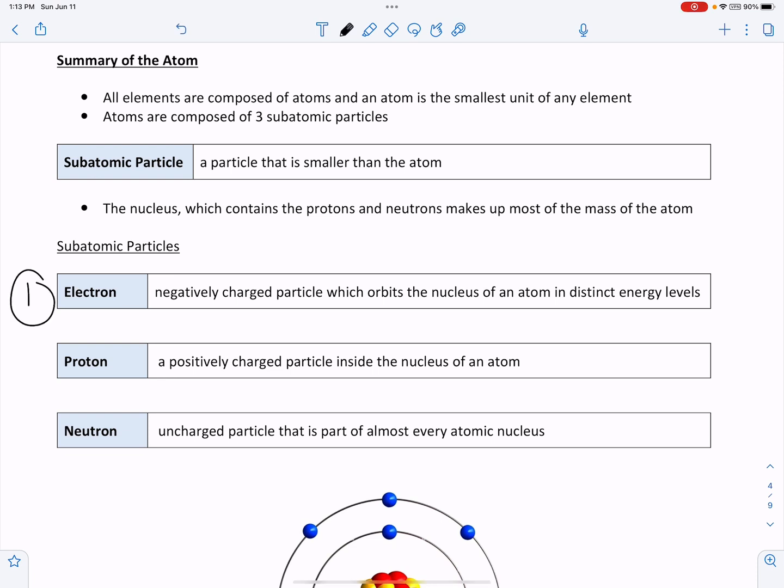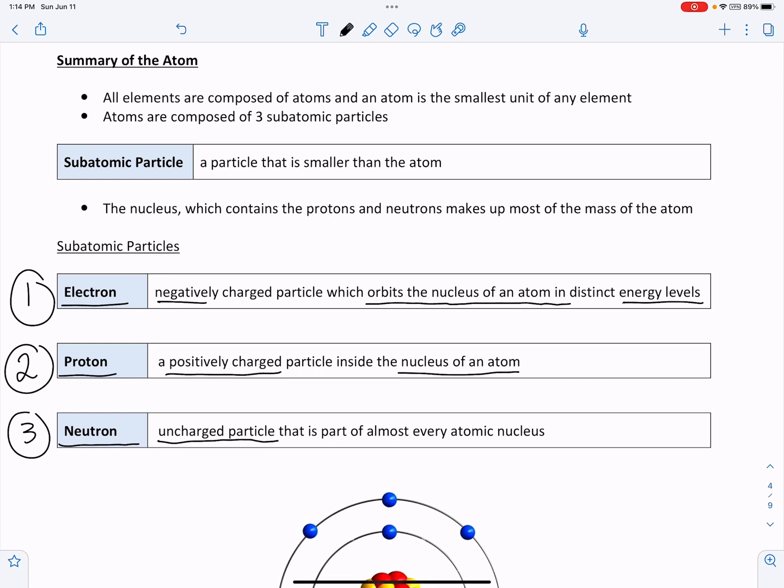Number 1, the electron, negatively charged and orbits around the nucleus of an atom in distinct energy levels. The second subatomic particle is the proton, a positively charged particle, and it's located inside the nucleus of an atom. Number 3, the neutron, an uncharged particle that is part of almost every atomic nucleus.